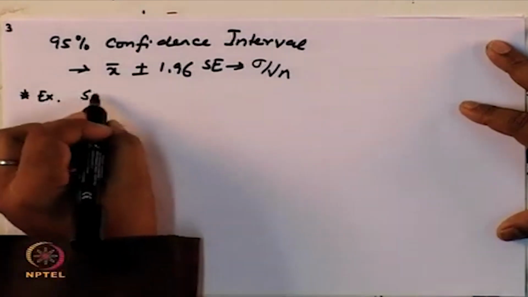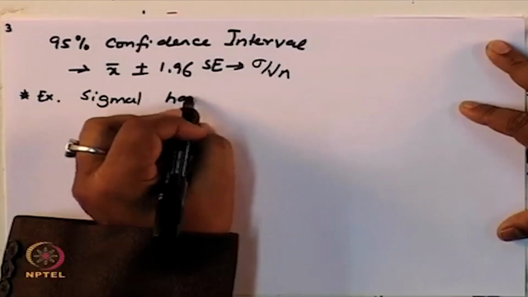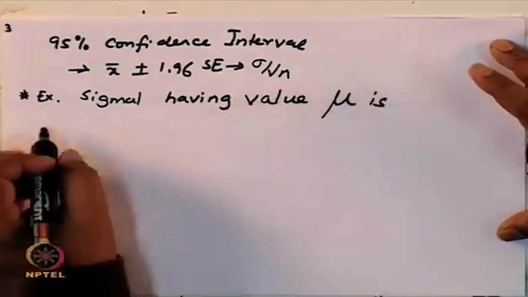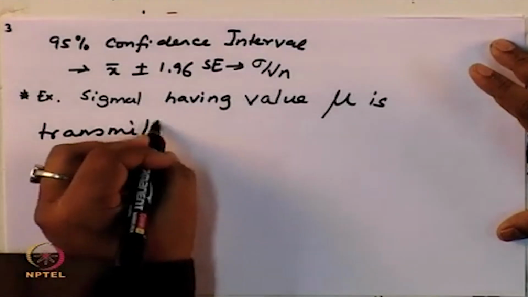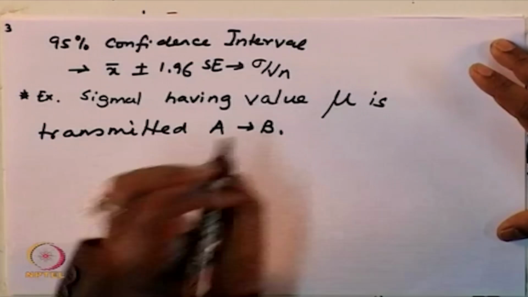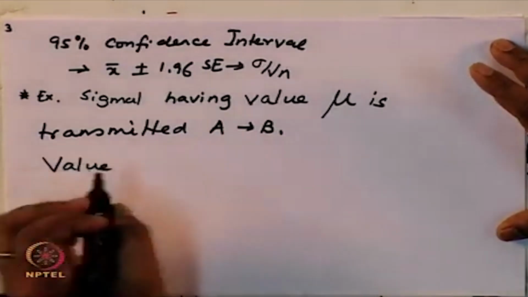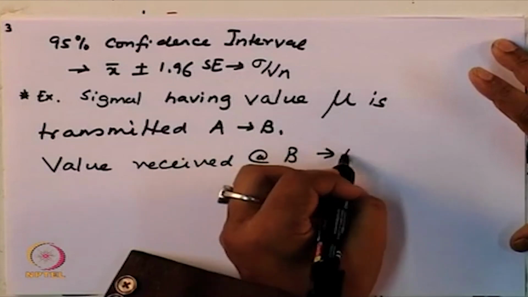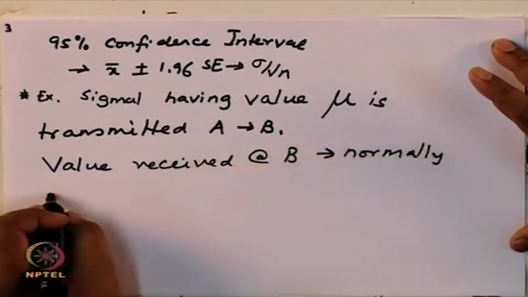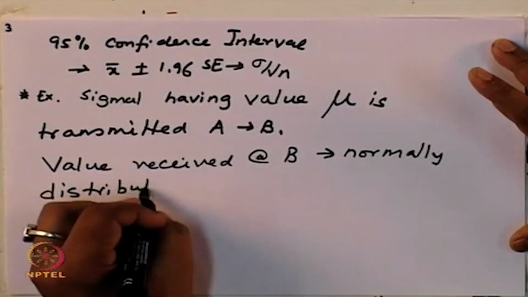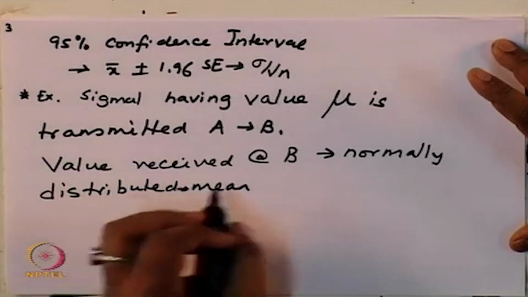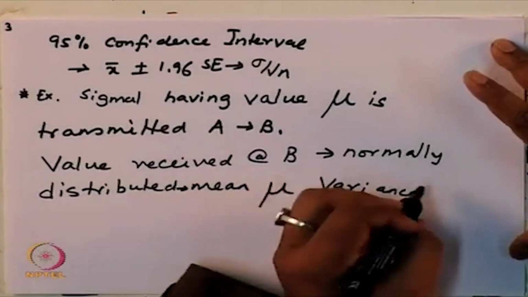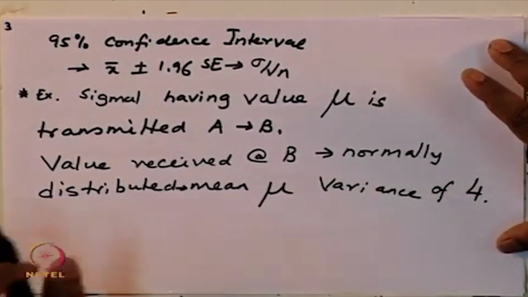Imagine a signal having value mu is transmitted from A to B, and the value received at B is normally distributed with mean mu and variance 4.